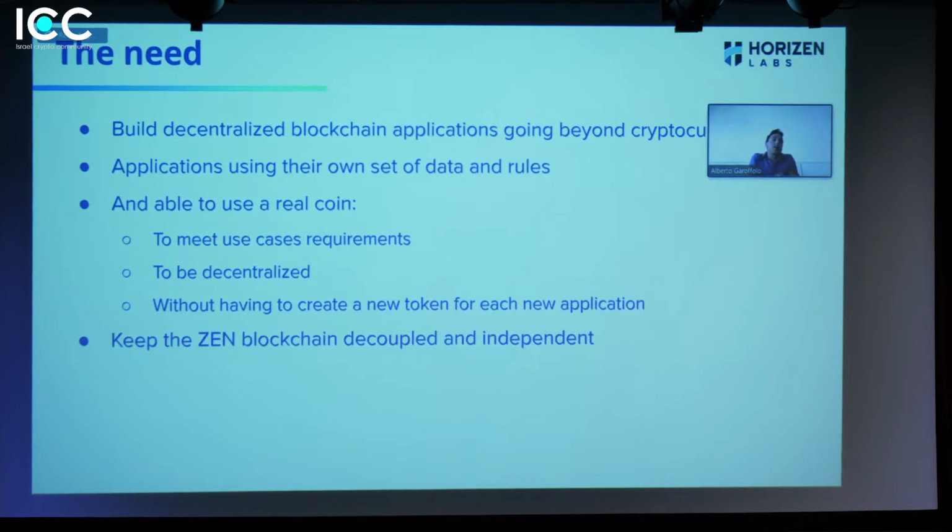And another need was not creating a new token every time you launch a new sidechain, because this is very inconvenient, since you have to go to exchanges and so on. So being able to use one coin in the sidechain, okay? But at the same time, one of the needs was keeping the core, the main chain, so the Zen blockchain, totally decoupled and independent from these sidechains, okay? Because otherwise, if it is somehow coupled, it's not going to be scalable, and we will see later why.